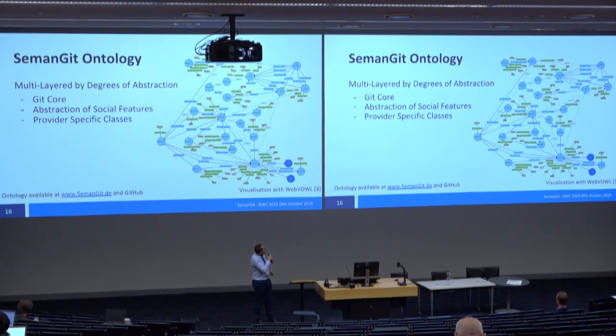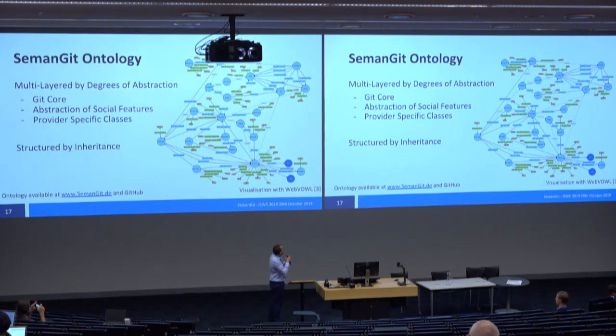Then we introduced an abstraction layer of social features. The reason is that all Git providers, GitLab, GitHub, etc., have their own social mechanisms implemented, which are technically almost the same, but almost. So for example, for each and every one of these hosters, it's possible to follow other users, while the actual implementation slightly differs. And as a third layer, we finally introduced the provider-specific classes, which are annotated, for example, with GitHub issue for issues that are implemented by GitHub. And the ontology is structured by inheritance from these different classes. So a GitHub user is inheriting from a Git user its email property. Or a GitHub issue is inheriting from the middle layer its social features.